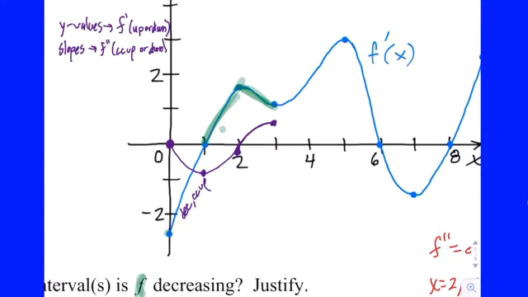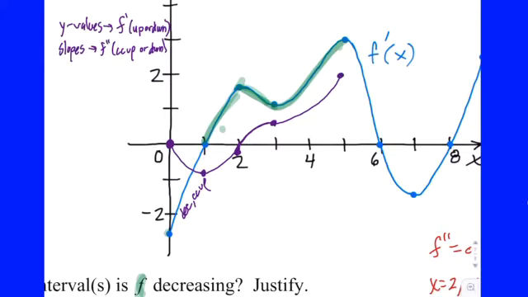The y values are positive and the slopes are positive. So that's going to be increasing concave up on the next interval. Positive, positive. We'll just do it like that. Positive y values, positive slope. That's positive, positive. That's increasing concave up.